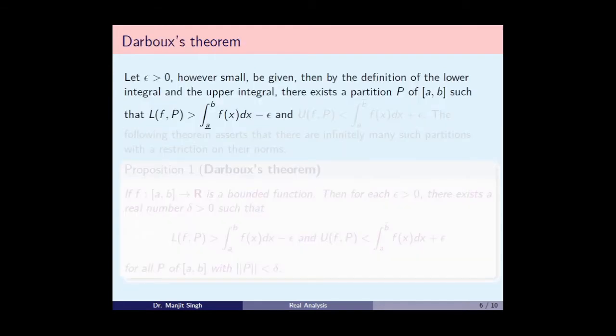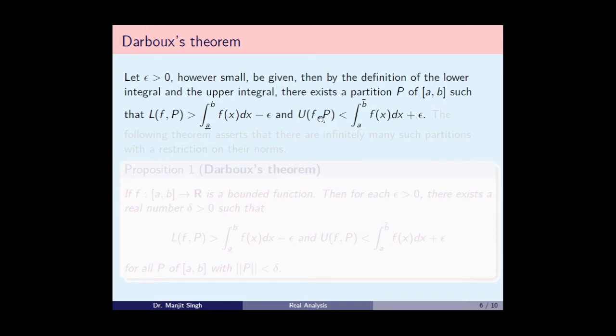Darboux's theorem is an important theorem in proving Riemann integrability on the basis of partitions. So first, we observe that if we take epsilon greater than 0, then this is the supremum of all lower sums, and therefore by the definition of supremum, if you subtract epsilon from it, then there will be a lower sum greater than that. In a similar way, this upper integral is the greatest lower bound, and if you add some epsilon to it, then there will be an upper sum.